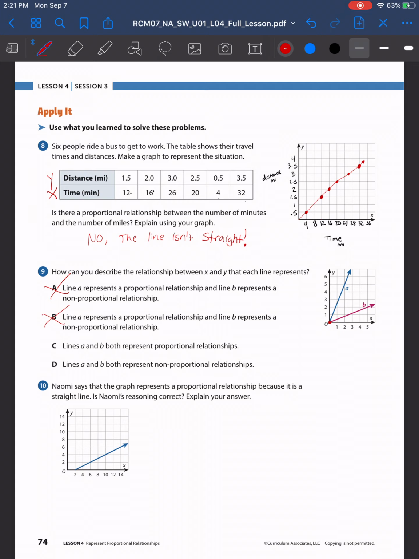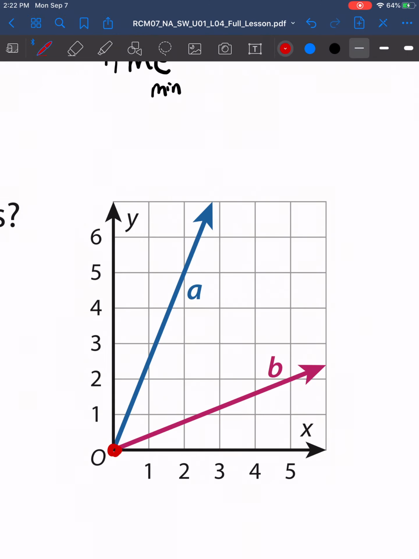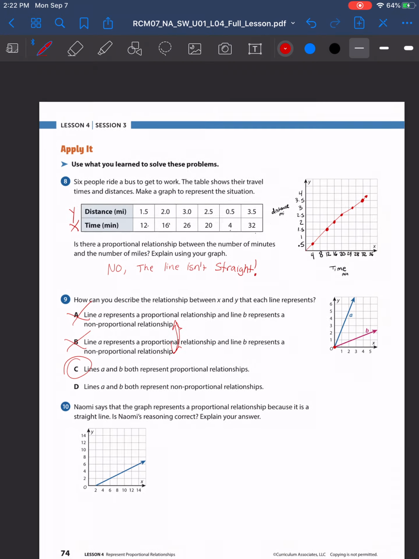Hold up. Did this just literally ask the same question? What the heck? That is silly. Okay, C. Lines A and B are both represented as proportional relationships? Yes. And D says lines A and B are non-proportional. Guys, I don't even need to go find my slope. And I know they're proportional because 1, they are straight lines, and then 2, they go through the origin. Okay, so C is correct.